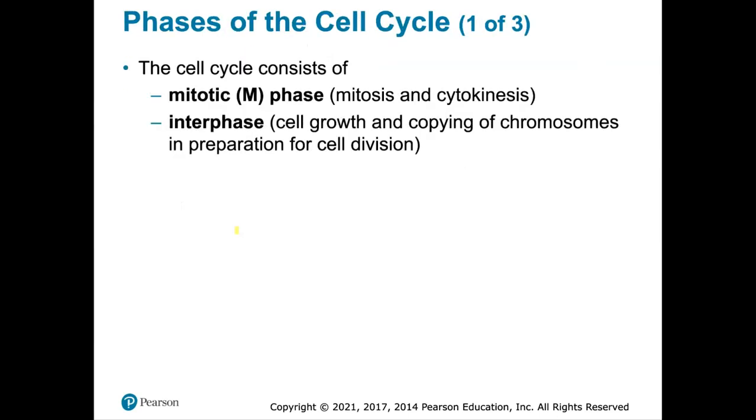All right, the cell cycle, not cell division, but the cell cycle. That means the cell cycle is all the events that occur from the time a cell is produced until it divides again. So the cell cycle is going to consist of the M phase or mitotic phase, and that will be mitosis and cytokinesis. So that's the cell division part. And then interphase, which is when the cell is not actively dividing, but it is growing, and it is duplicating the chromosomes and preparing for cell division.